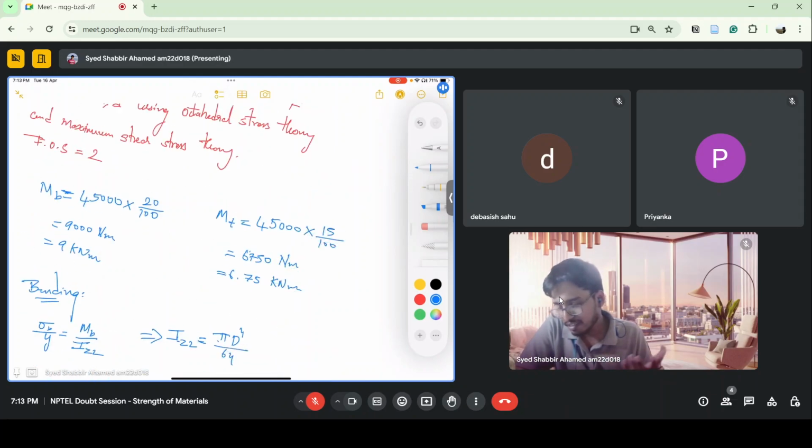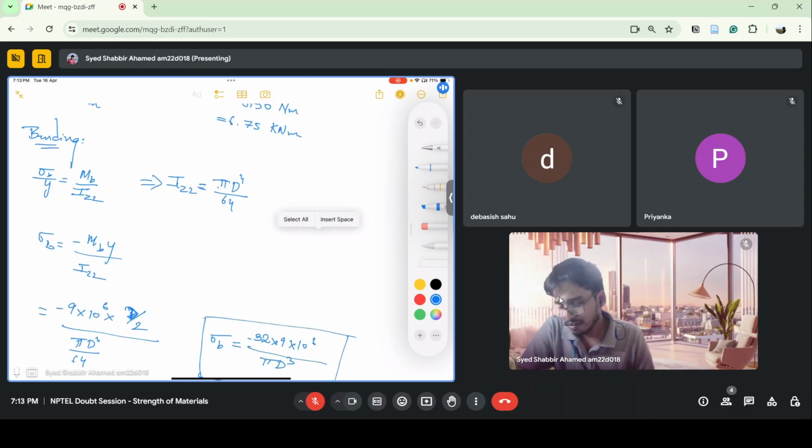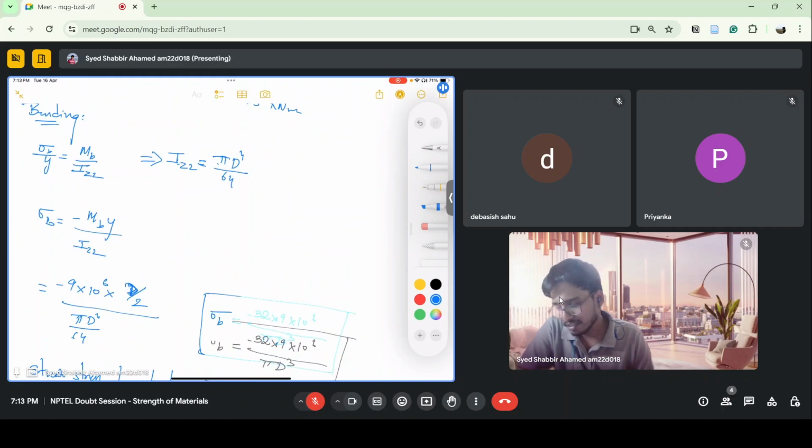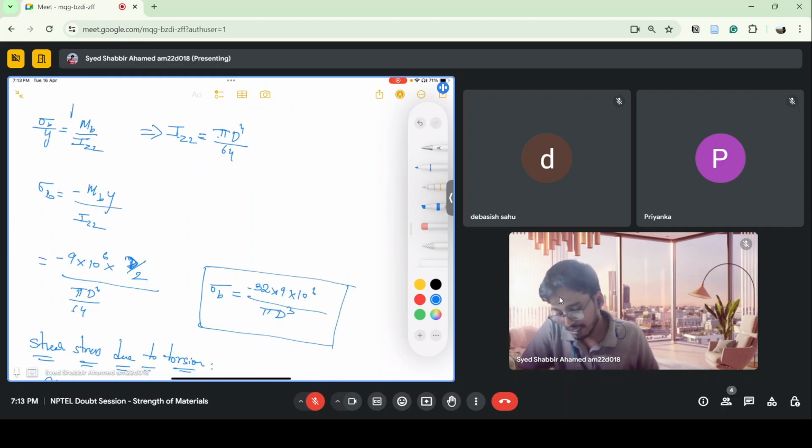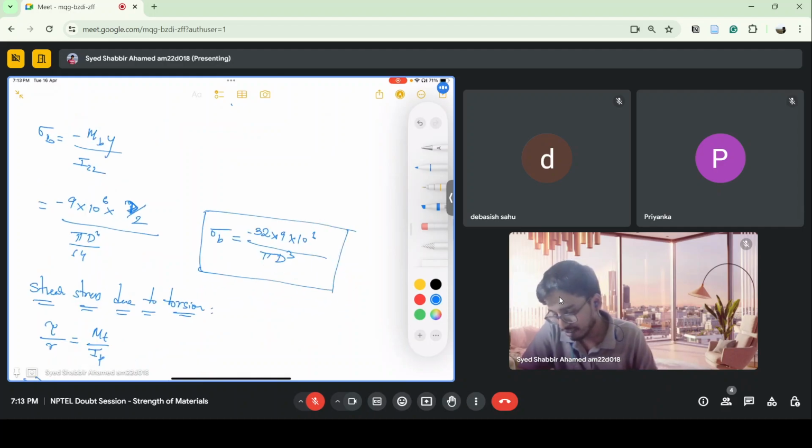So as I have said, there are two things which happen. One is twisting and also the bending due to the nature of the applied force. So first we find out the bending stress in terms of the diameter. We don't know what the diameter is. We'll find out at the end.